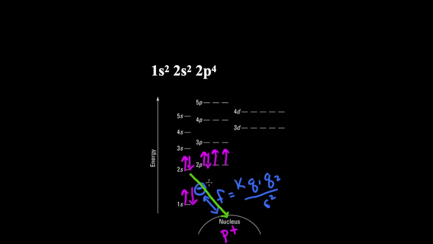And so you can keep that in mind when we talk about taking electrons and removing them. So if we were to remove this electron, it would be a lot easier than removing something like an electron in here, because the electrons in here have a smaller force.